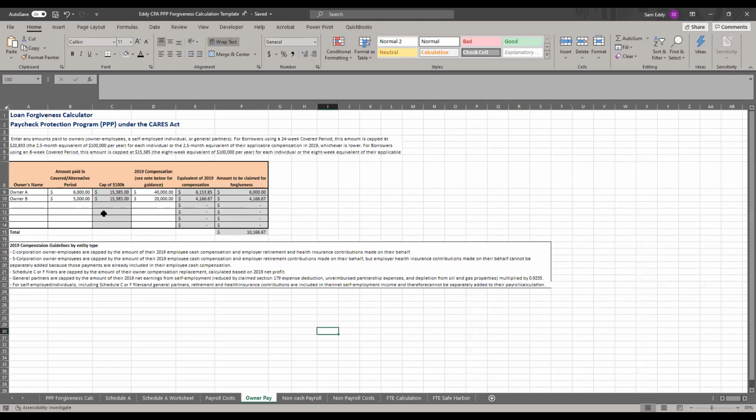Next, we have our owner pay tab. Here you're going to enter each of your owners, the amounts that they were paid in the covered period, and also the 2019 compensation. Now, the 2019 compensation is a cap on the amount that would be allowed for forgiveness. There are different guidelines in terms of the entity type that you have, and I have included these below. So you will need to just reference here in terms of how you determine your 2019 compensation base.